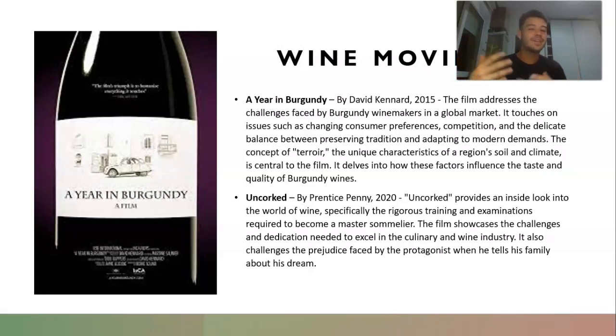So I was talking about A Year in Burgundy by David Kennard, 2015. It's one of my favorite movies from all those that we had to watch. I just put the cover right here. It's a great indication. It's a must-watch movie. So I was talking about how it deals with issues such as changing consumer preference, competition, and the delicate balance between preserving tradition and adapting to modern demands.